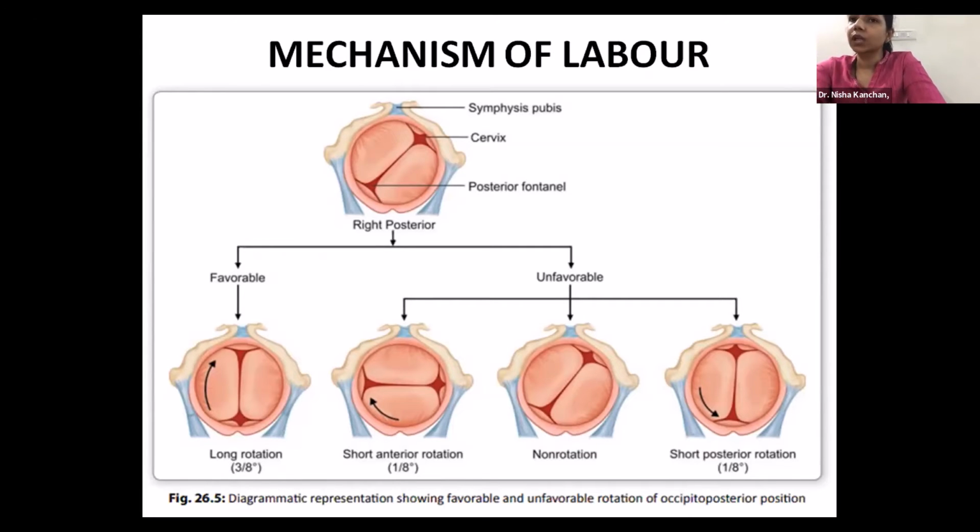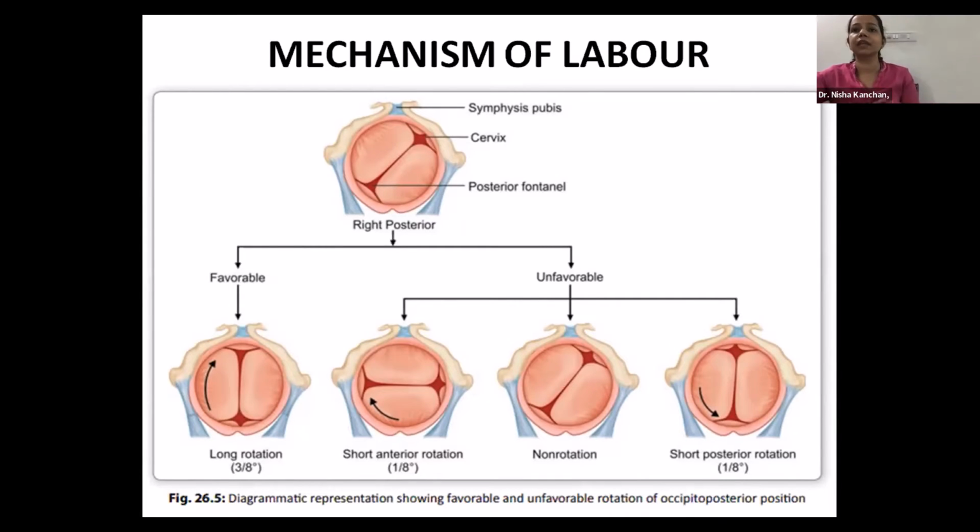Now, if there are good contractions and good flexion of the head, this posterior fontanelle in the first figure is going to move 3/8 of a circle and come behind the pubic symphysis. Can you see the first figure? Long rotation, 3/8 of a circle, the occiput moves. From the topmost figure to the first figure, the posterior fontanelle has moved 3/8 of a circle and come to lie behind the pubic symphysis.